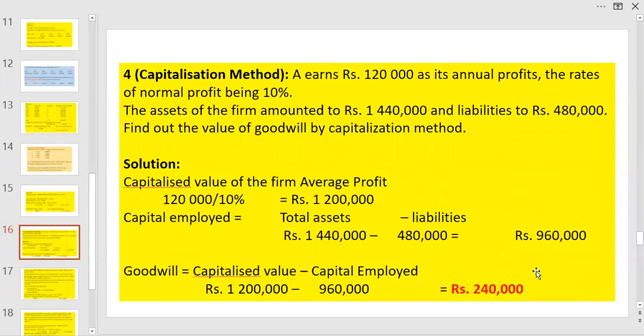Next is the capitalization method. A earns a profit of 120,000 as annual profit. The normal market profit is 10%. Therefore, the capital needed to yield this amount is estimated to be 1.2 million. The actual capital employed is shown here as 960,000. Therefore, the difference between them is goodwill, which is 240,000.